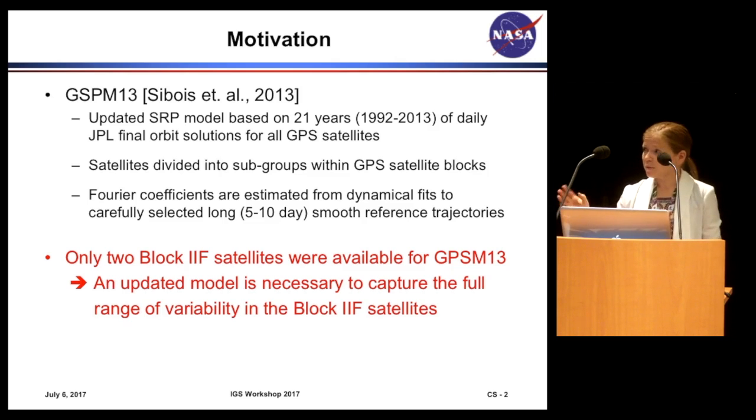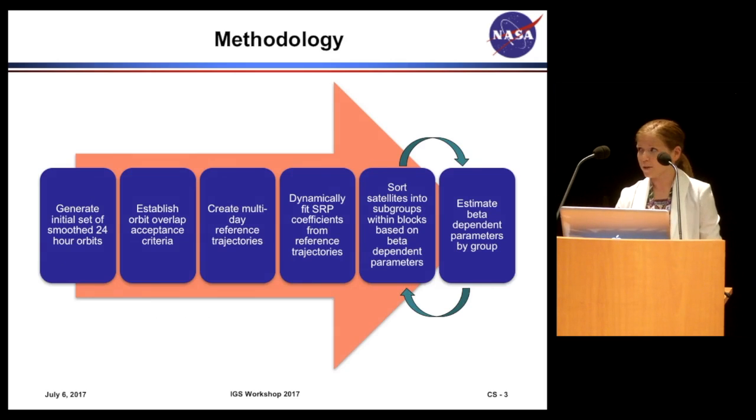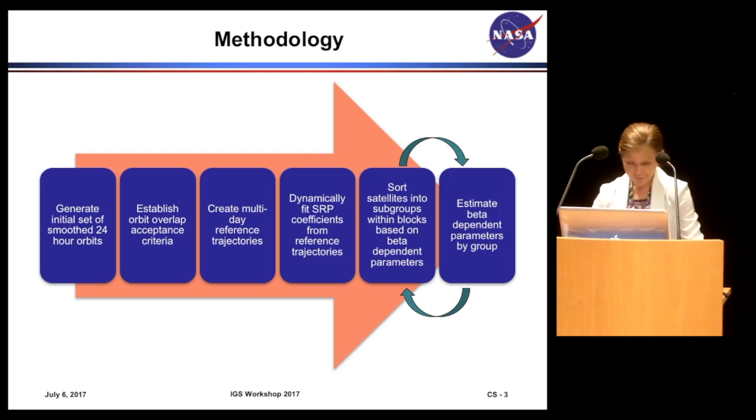To generate the model, the basic process we follow is we start off with the JPL final orbit products. From those, we generate an initial set of smooth 24-hour orbit files. We do some analysis of the orbit and clock precision and establish some overlap acceptance criteria to ensure that we're getting high-quality data into estimating these parameters. From that, we create multi-day reference trajectories between 5 and 10 days. And then we dynamically fit these SRP Fourier coefficients from the reference trajectories.